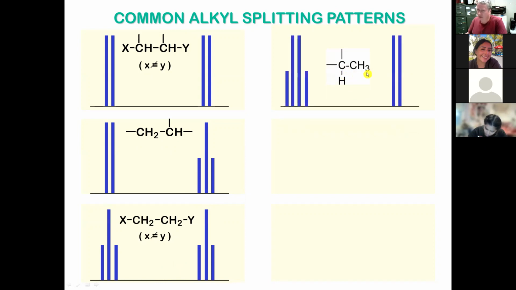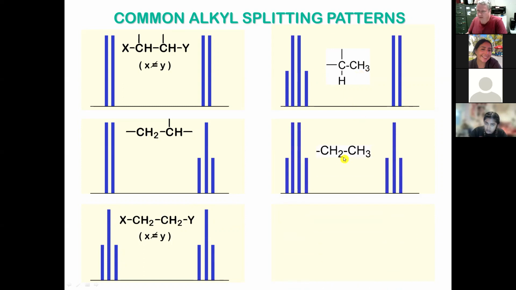What about this, a CH next to a CH3. Well, what about the CH, we'll say, is the one on the left here. How many neighbors are next to the CH? 3. 3 plus 1 is 4, it's a quartet. This CH3, though, looks back and it says, well, I see one neighbor. 1 plus 1 is 2, it's a doublet.